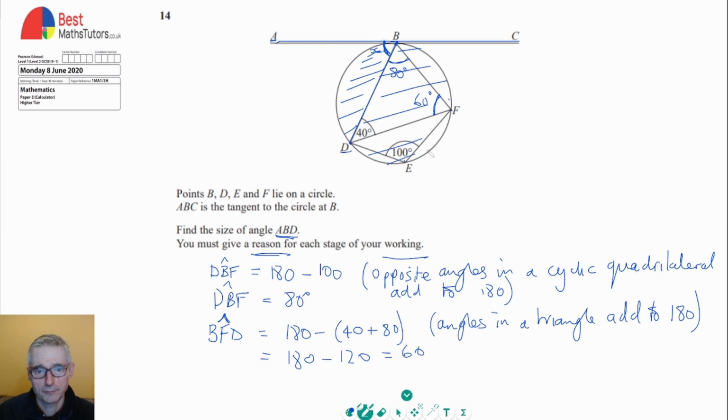So here we go, I've messed up the diagram here, but we can see what we're doing. So this one here is in the opposite segment and they're equal. So we can say that ABD, which is actually X as well as I've indicated there, so ABD is equal to 60 degrees, and it's because of the opposite segment theorem.